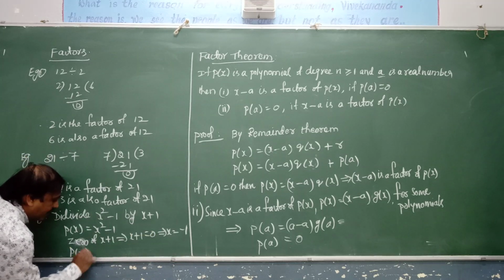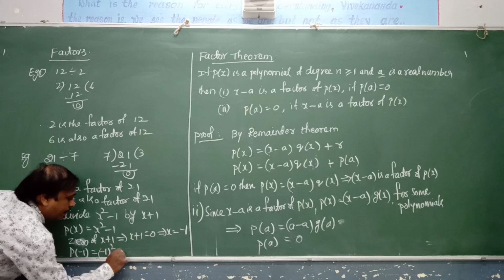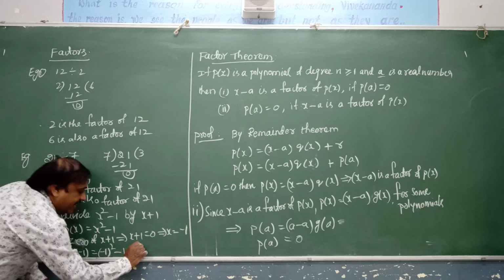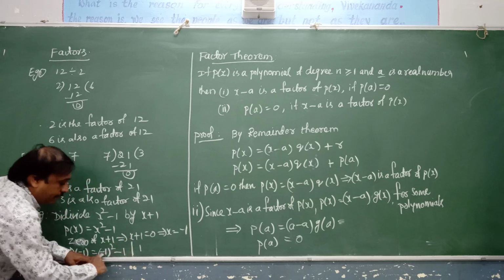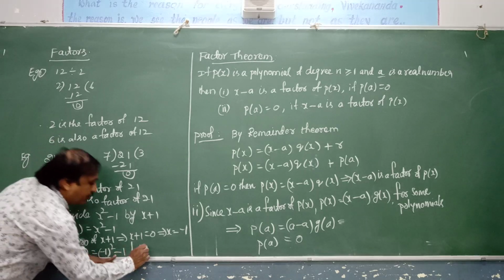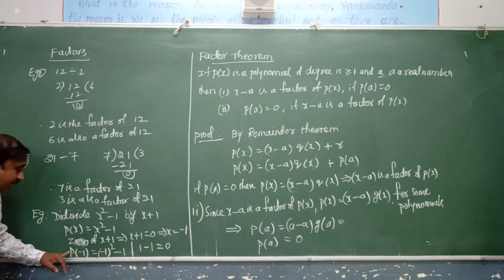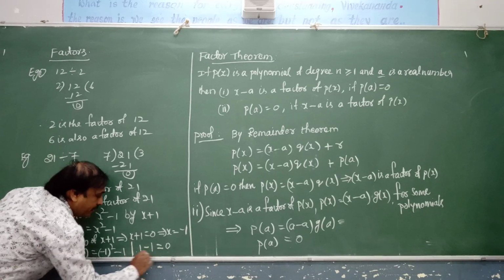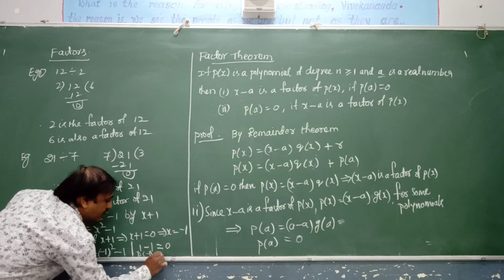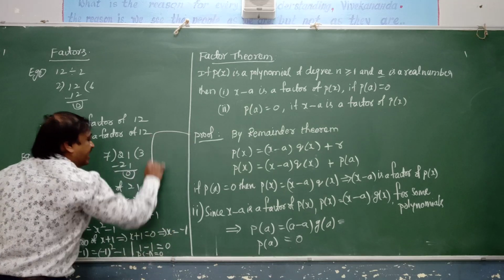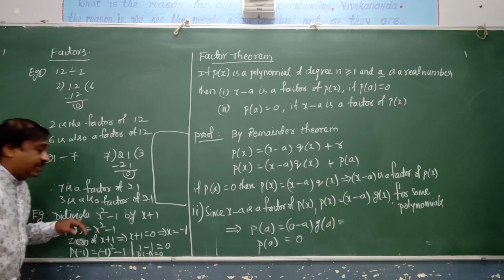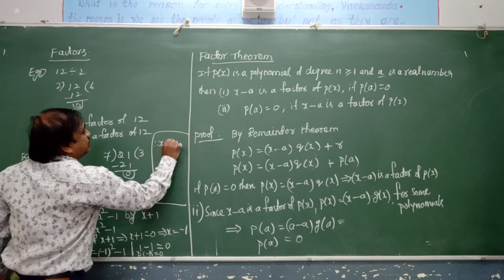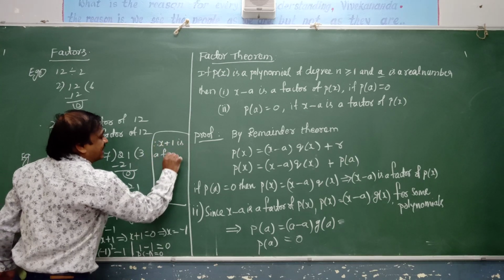Now p of minus 1 is equal to minus 1 whole square minus 1. Minus 1 whole square is 1. Then we have minus 1, which is equal to 0. That means when p of minus 1 is substituted, you are getting the remainder as 0. So p of minus 1 is equal to 0. That means which is a factor over here? Which one did we divide with? We divided with x plus 1. Therefore, x plus 1 is a factor.